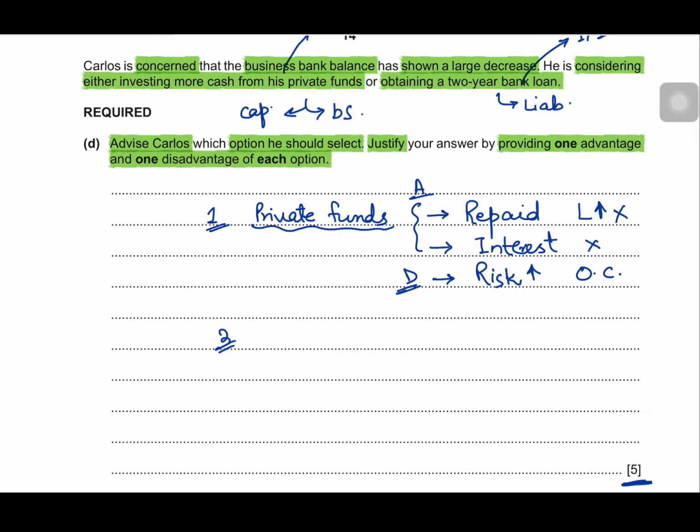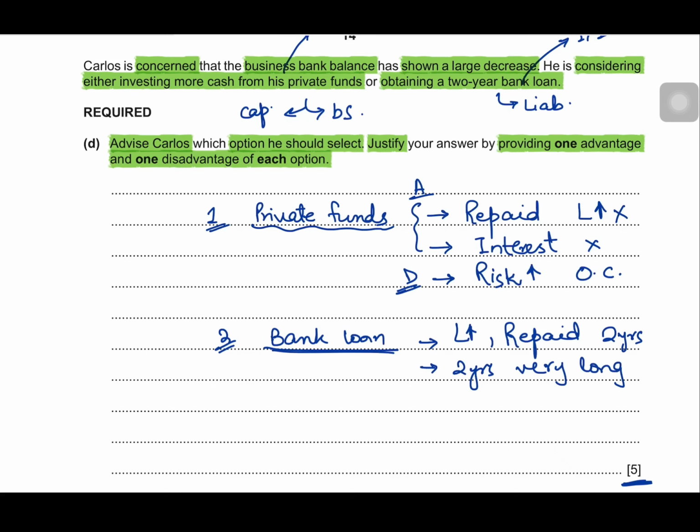Now let's move to the second option, which was to opt for the bank loan. Now if he takes a bank loan, of course the liability will increase, it has to be repaid. So this is an obligation on Carlos, that he has to repay this in 2 years time. This is the drawback. But don't you think that 2 years isn't a very long period of time that there will be liability on his business? This looks like a manageable liability.